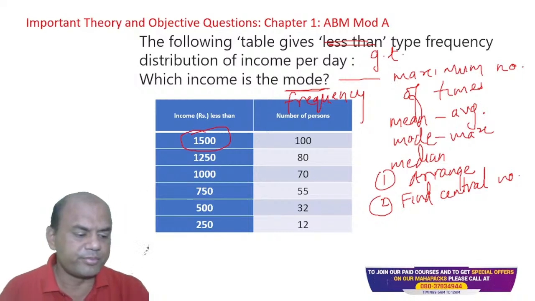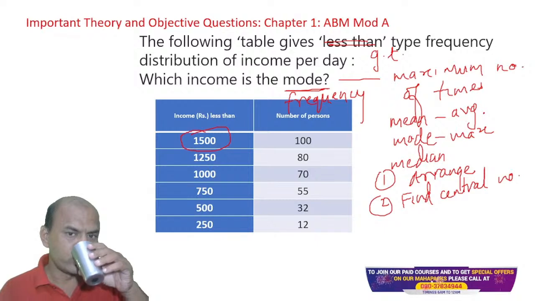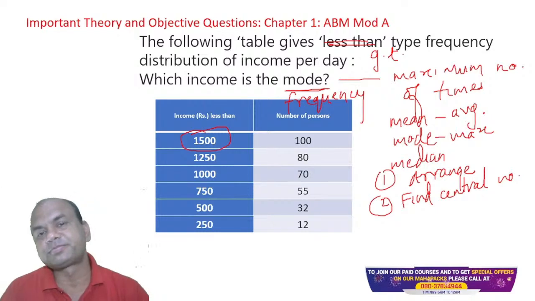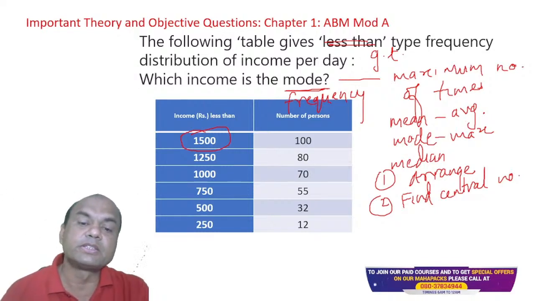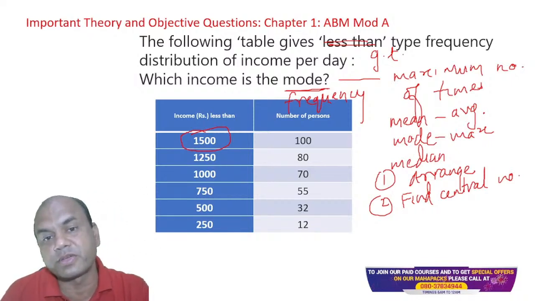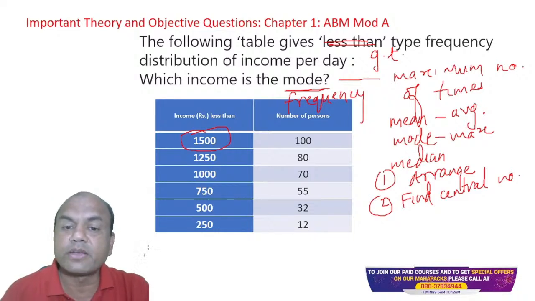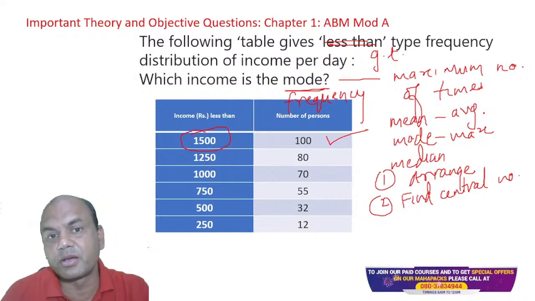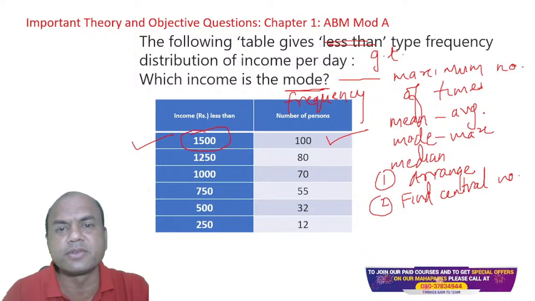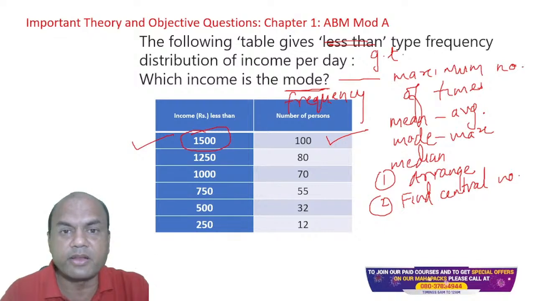So now tell me, what is the mode in this? Which one is coming maximum number of times? This is the frequency. Which one has the maximum frequency is the mode. So which is having maximum frequency? 100. So which income class is having this modal class? This is 1500. So this is your answer. In exam, tick on that wherever 1500 is given. Clear, simple? Got it? Shall we move ahead?